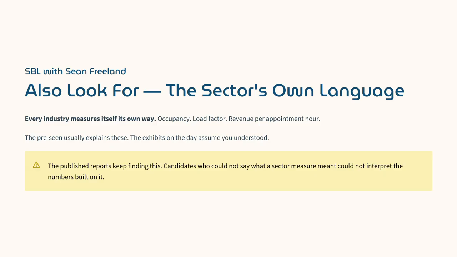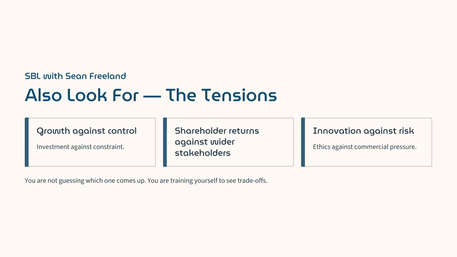So the sector's language is particularly important. Every industry has measures that mean something to the people who are working in it. Occupancy, load factor, revenue per appointment. If you don't know what one of those measures means, the number beside it isn't going to help you very much. You can see that a number has fallen, which is fine. But is that good? Is it bad? Or is it normal? That's what you need to know before you get into the exam.